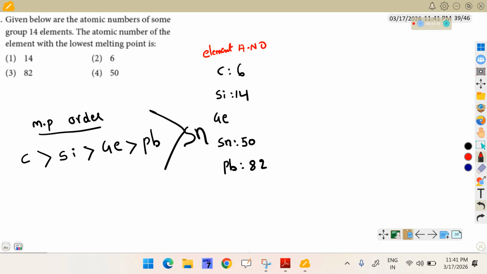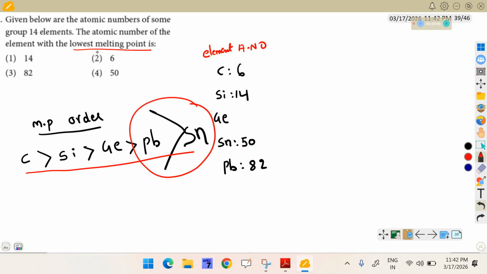Given below are the atomic numbers of some group 14 elements. The atomic number of the element with the lowest melting point. Atomic number 6 carbon, atomic number 14 silicon, atomic number 50 tin, atomic number 82 lead. Order of melting point of group 14 elements is carbon greater than silicon greater than germanium greater than lead greater than tin. Here the question is lowest melting point. Lowest melting point is tin. Tin atomic number value is 50. So fourth option is the correct option.